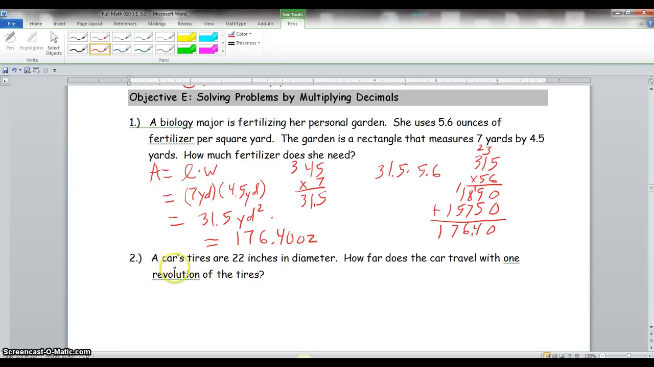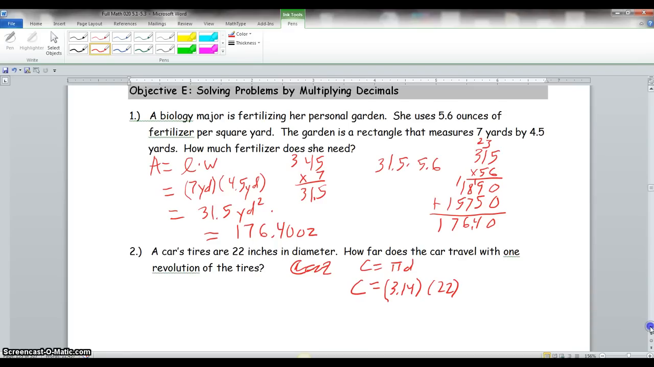Now we look at problem 2. A car's tires are 22 inches in diameter. How far does the car travel with 1 revolution of the tire? Now 1 revolution means that it goes completely around. So basically we're doing the circumference. Circumference is, well, we should use pi times the diameter, because remember, we're given the diameter. Now even though it doesn't tell us to use 3.14 for pi, when it doesn't state that, typically we will use that approximation of 3.14. So we add 3.14 for pi, and then our diameter is 22.